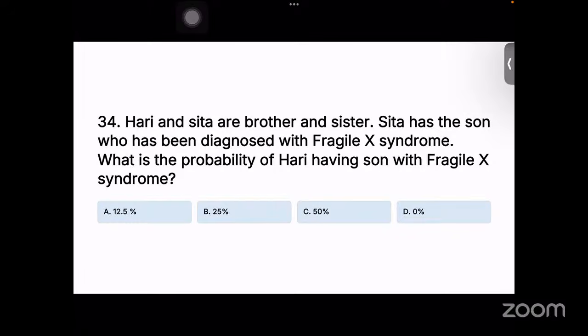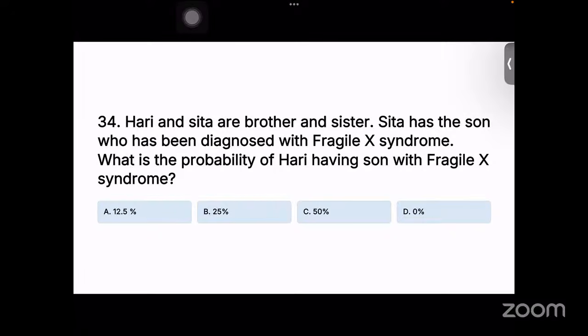And her brother Hari has a 50% chance of inheriting this FMR1 mutation from their mother. However, there is a problem here. It's X-linked dominant, so males do not transmit Fragile X syndrome to their sons, because the son receives the Y chromosome from the father, not the X chromosome which carries the mutation. Yes or no? So what is the answer here?